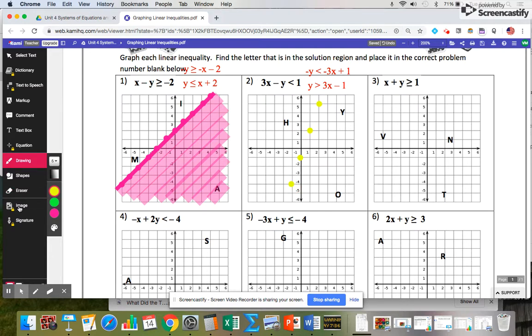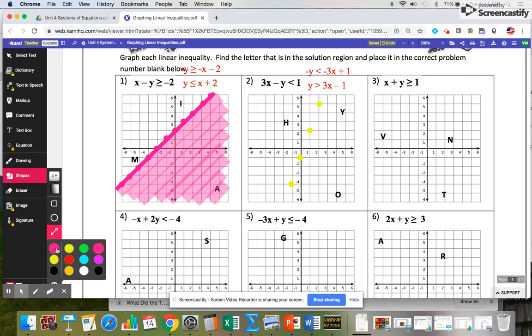Now I'm going to go to my line tool. I want 4 for my stroke thickness. And I'm going to go dotted line. The reason why I'm doing dotted line, okay, I don't want pink, I want yellow. I want dotted line because this inequality is strictly greater than. So I'm going in between these points. All right, now that I've done that, I'm going to go to shade my inequality.